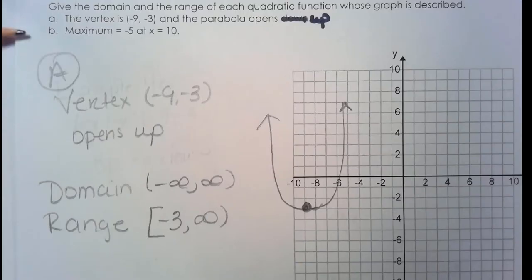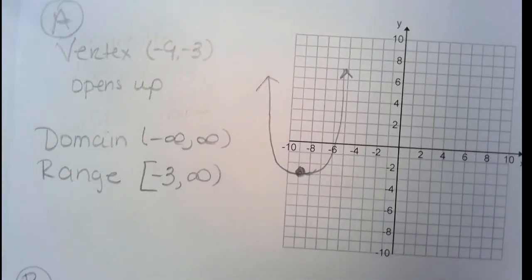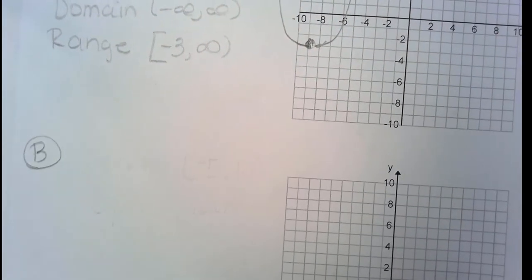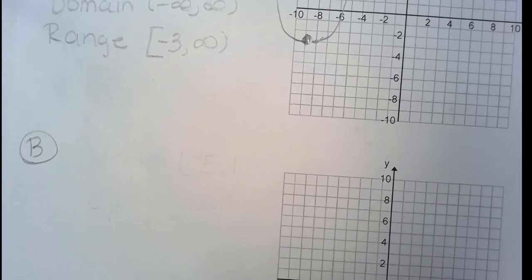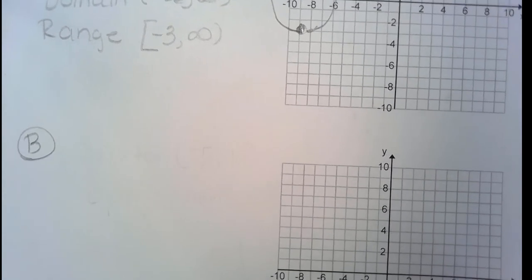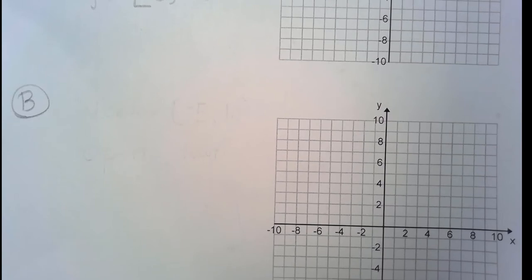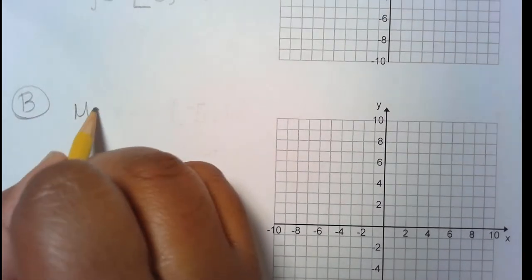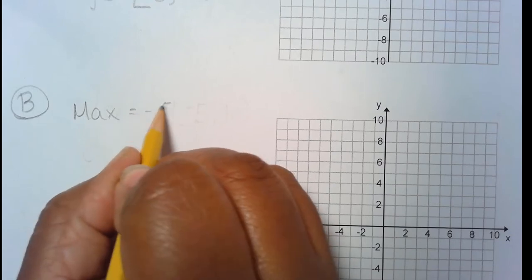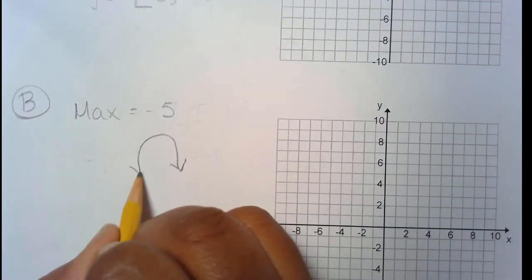So let's look at example B. Okay, question says give the domain and range for the quadratic function whose graph is described. So we have, it says its maximum is equal to -5 at x equals 10. Okay, so how would we go about that? If it says maximum is equal to -5, that means the parabola is going to open downward.